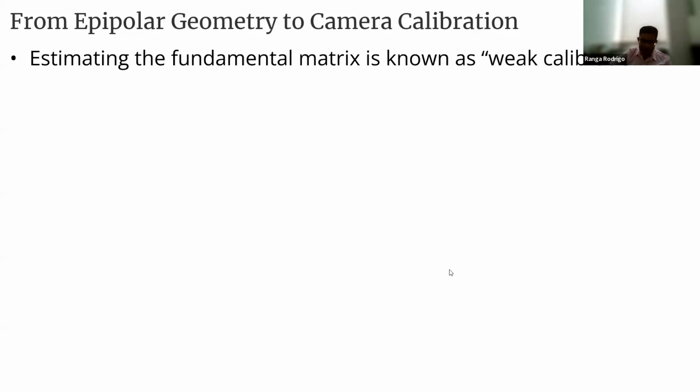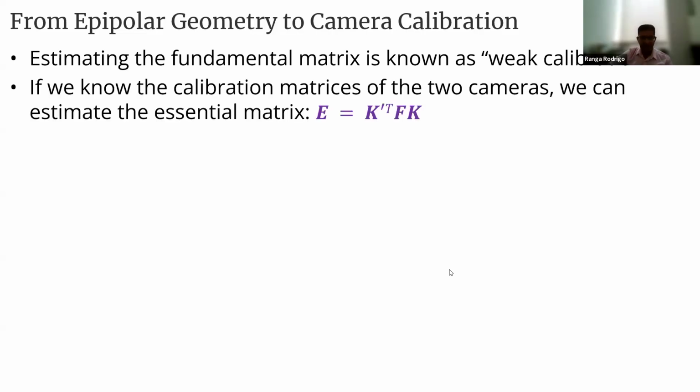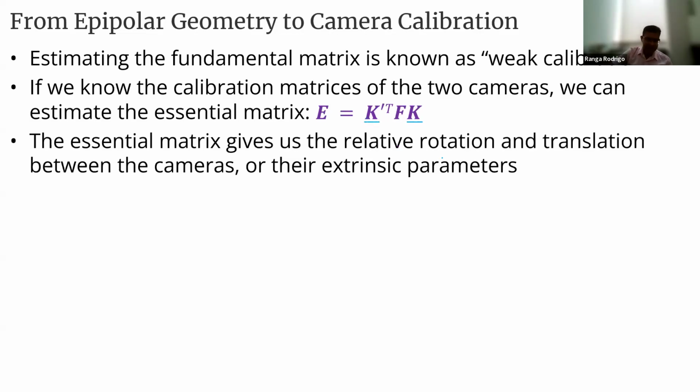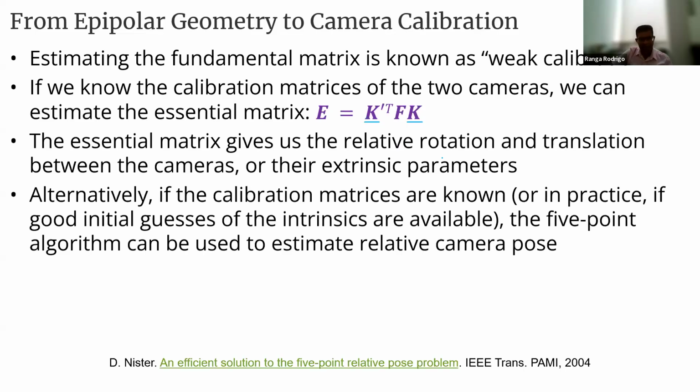So from epipolar geometry to camera calibration, estimating the fundamental matrix is known as weak calibration. If you know the calibration matrices of the two cameras, K prime and K, which are the intrinsic camera calibration matrices, we can estimate the essential matrix E. The essential matrix gives us the relative rotation and translation between the cameras, or their extrinsic parameters. Alternatively, if the calibration matrices are known, or in practice if good initial guesses of intrinsic values are available, the 5-point algorithm can be used to estimate the relative camera pose.